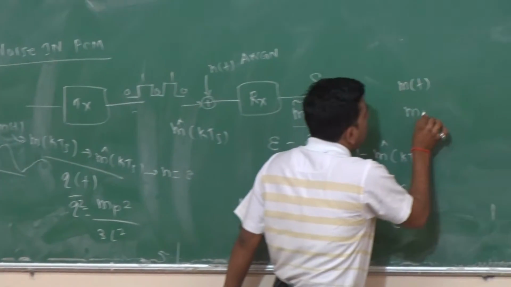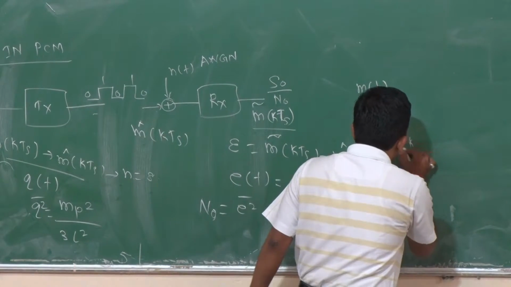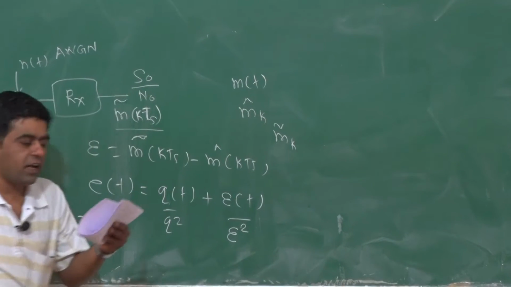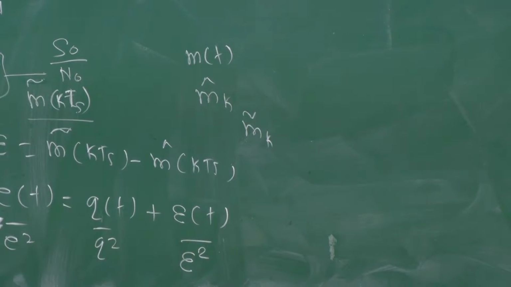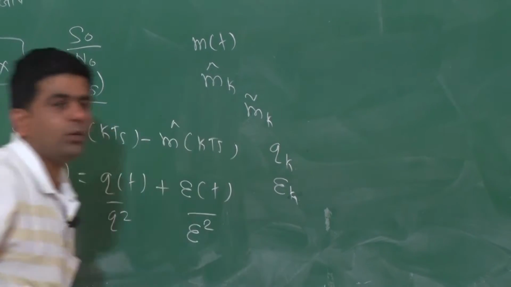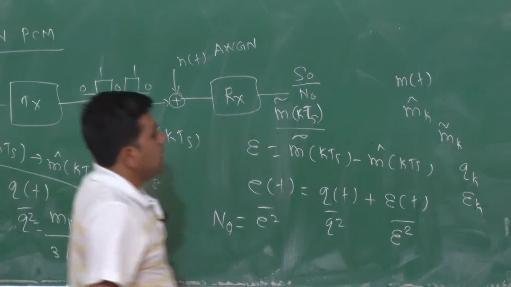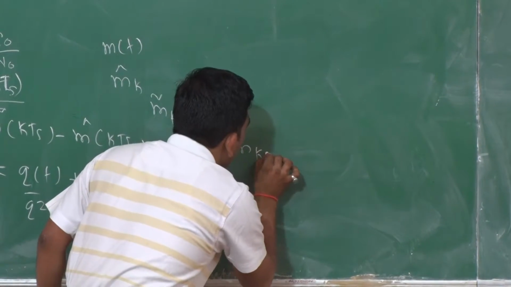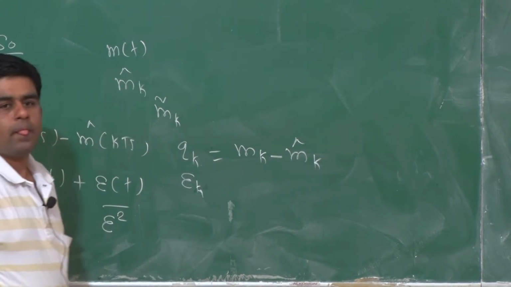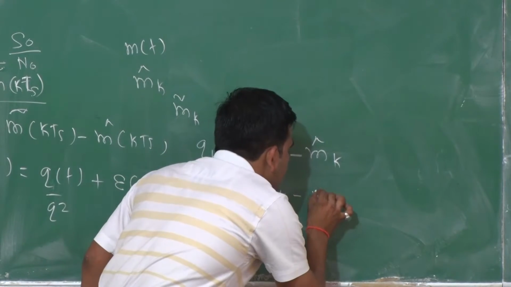m(t) is a wide sense stationary process. m_k cap is nothing but the quantized signal. m_k tilde is nothing but the reconstructed sample, q_k and epsilon_k. This q is nothing but quantization error and epsilon_k is nothing but detection error. This quantization error is given as the difference between m_k minus m_k tilde. Epsilon_k is nothing but the difference between m_k cap minus m_k tilde.